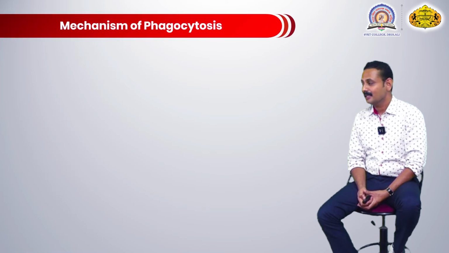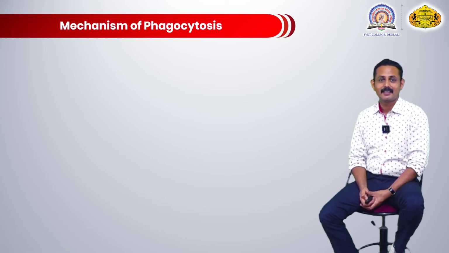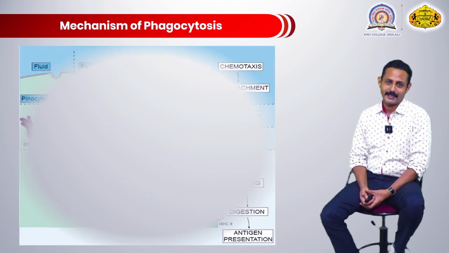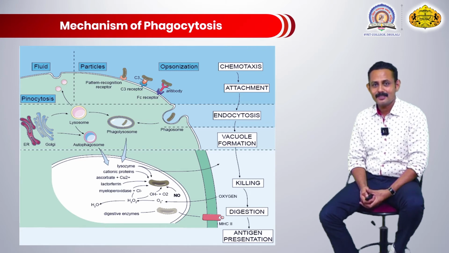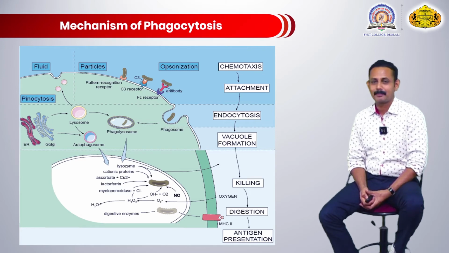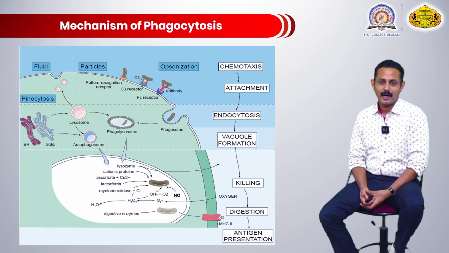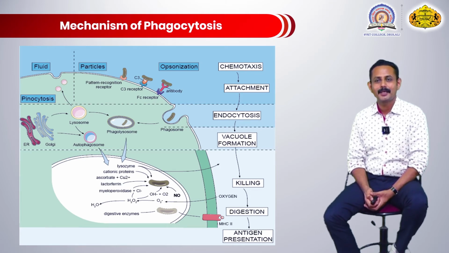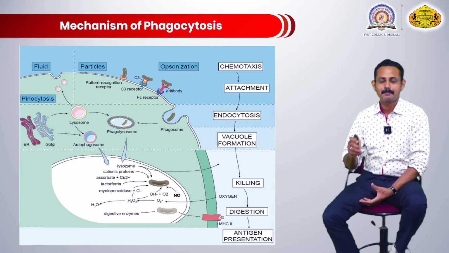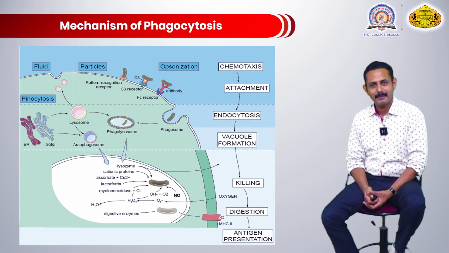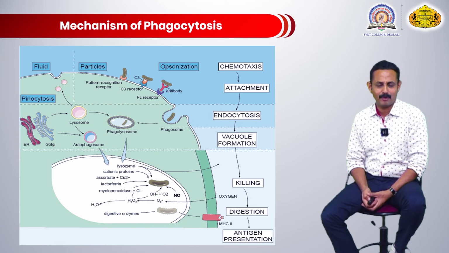Now let us see the main part of today's session, the detailed mechanism of phagocytosis. In this slide, you will find that phagocytosis takes place in different stages. From the top, the first stage is called chemotaxis. Taxis means attraction, the movement of that cell towards a specific type of agent. That agent may be chemical, maybe air, maybe other kinds of physical or chemical parameters here.